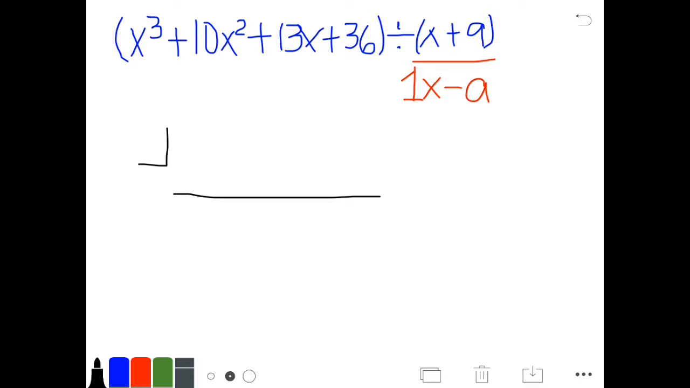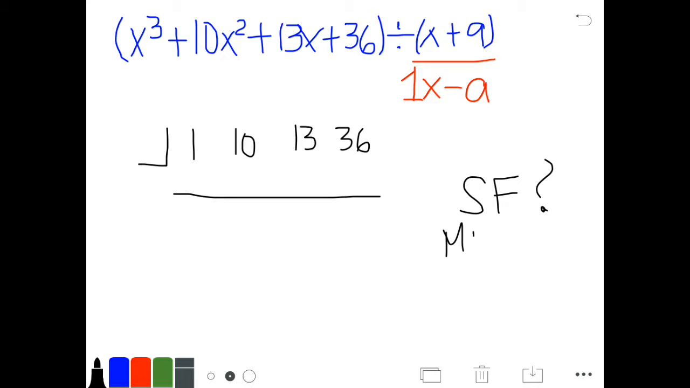Remembering that in synthetic division, you only make use of your coefficients. Perfect, so let's go ahead and begin. You have your 1, 10, 13, and 36. Hold on. Did you make sure to check that the given is in standard form? Did you? All right. Did you also check to make sure that there is no missing term?